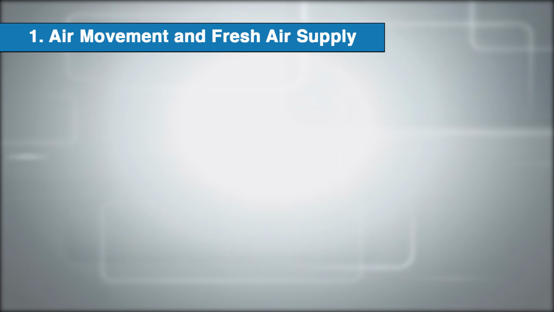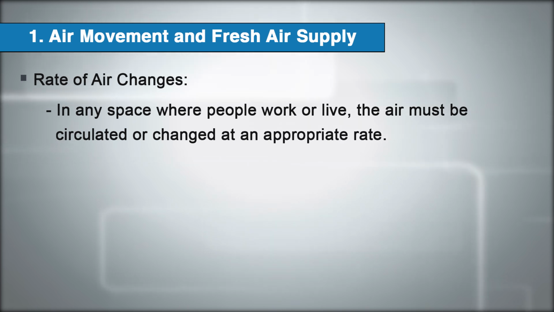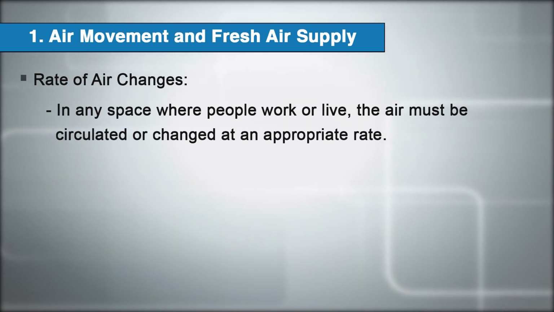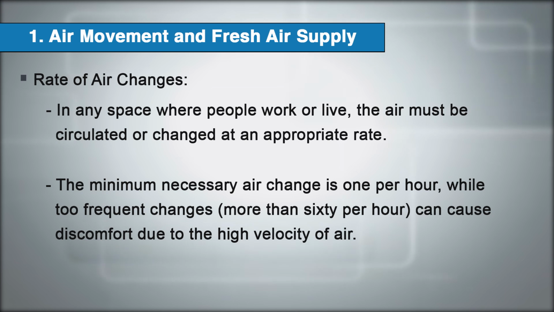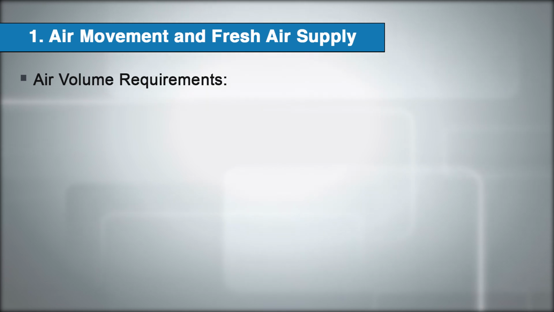air movement and fresh air supply, which includes the rate of air changes and air volume requirement. In any space where people work or live, the air must be circulated or changed at an appropriate rate. The minimum necessary change is 1 per hour, while too frequent changes, that is more than 60 per hour, can cause discomfort due to the heavy velocity of air. Optimal air changes can be facilitated by cross ventilation in naturally ventilated buildings and by fans or other mechanical means in artificially ventilated buildings. Air volume requirement.